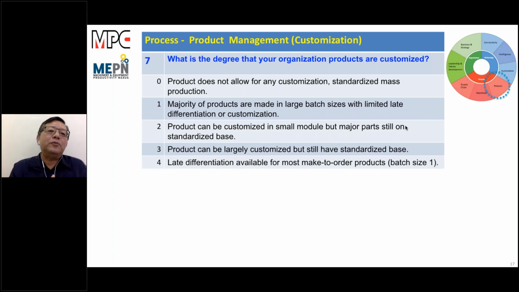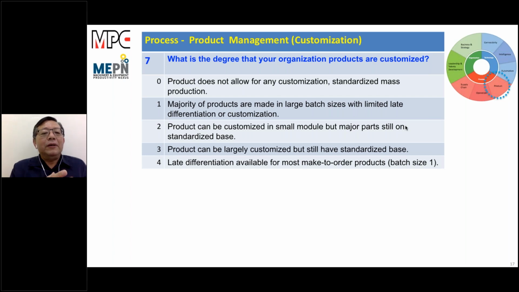Okay. So grade 0 means the product does not allow any customization. Standardized mass production. So you do not allow the customer to say, I want to change this and change that. You say no, I only have a standard product and I run it in high volume. So I do not do any fine tuning to suit your requirement. Okay, so that is 0. Grade 1 is that the majority of the products are made in a large batch size with limited differentiation and customization. It means almost everything is the same, only a little portion has some differentiation. Maybe 5%, different to 10%. That's all. But the rest is a standard product, nothing else.